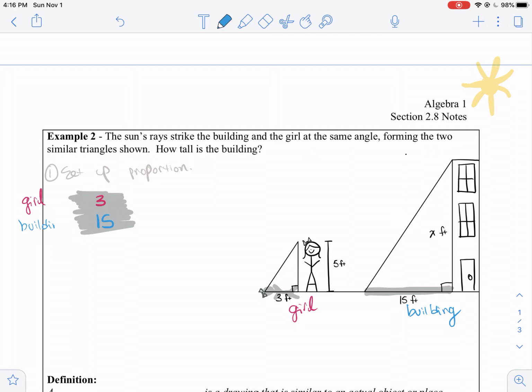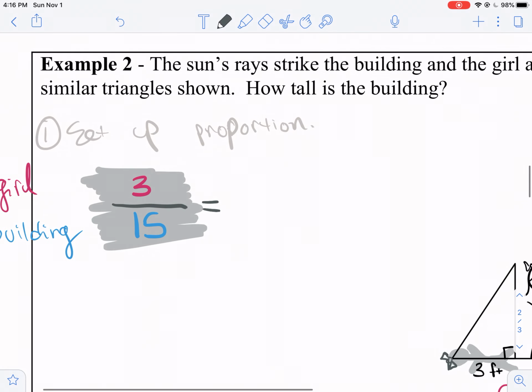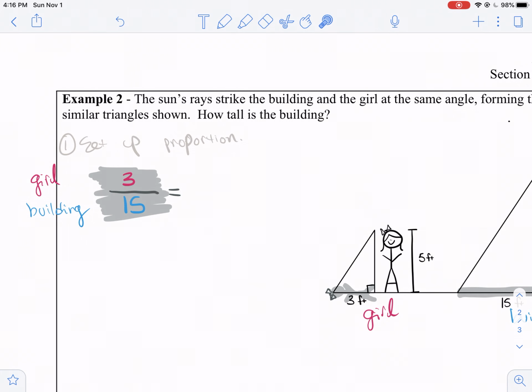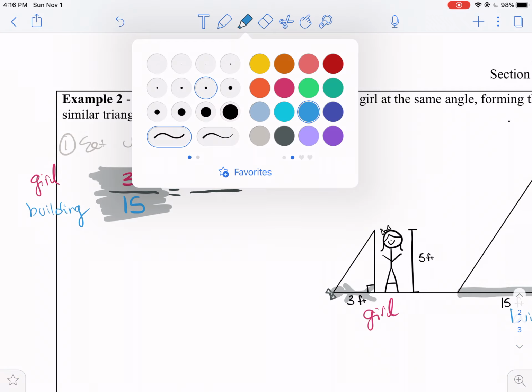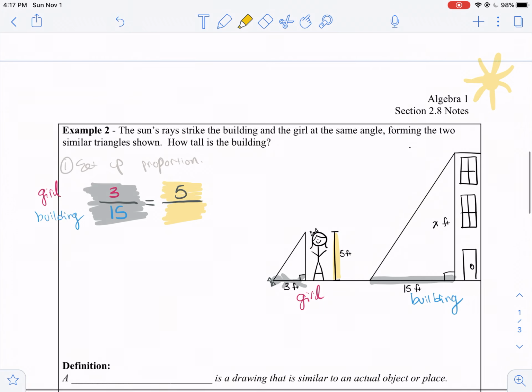Now you'll also notice that I'm labeling this ratio as girl to building. Why am I labeling that? Well, that's because our proportion, remember, needs to have similar figures in similar spots. So we need to make sure that on our second ratio, we have the girl's height up here on top, and then the building's height on bottom. We know the girl's height is 5 feet, and the building's height is x feet. They already picked a variable for this. That was so kind.